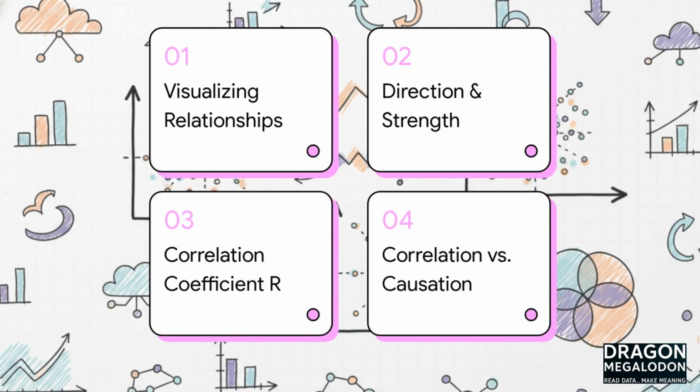So here's what we're going to do. First, we'll look at how to actually see these relationships with our own eyes. Then, we'll figure out how to read them. What's their direction, their strength? After that, we're going to boil it all down to a single number called the correlation coefficient. And then we'll finish with the big one, the golden rule. Why correlation is not causation.